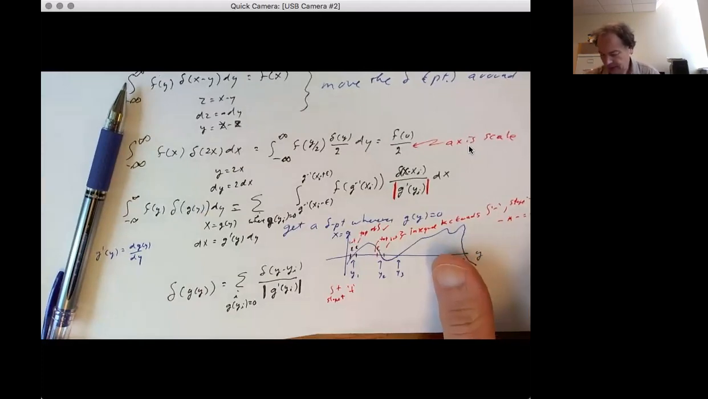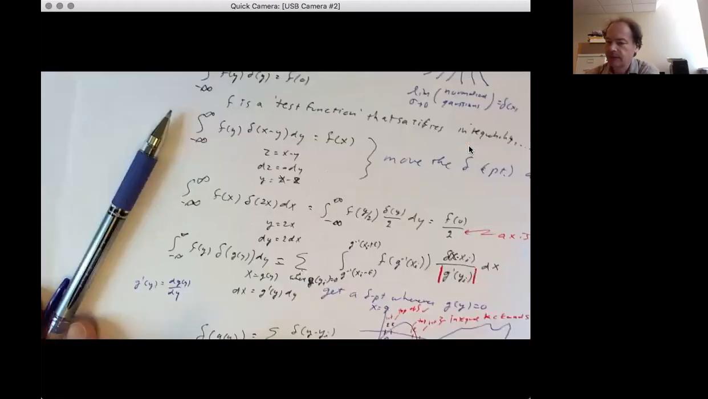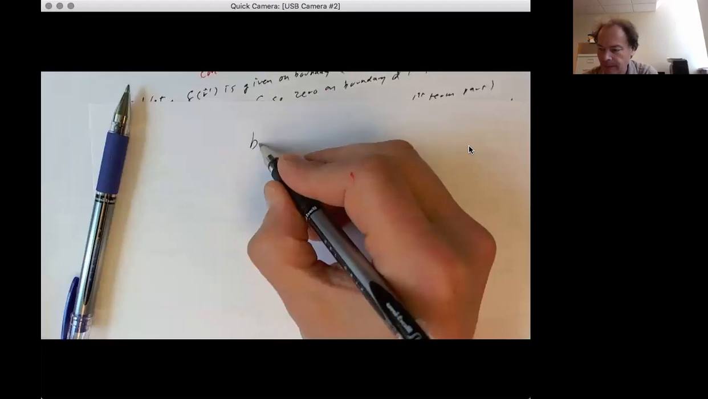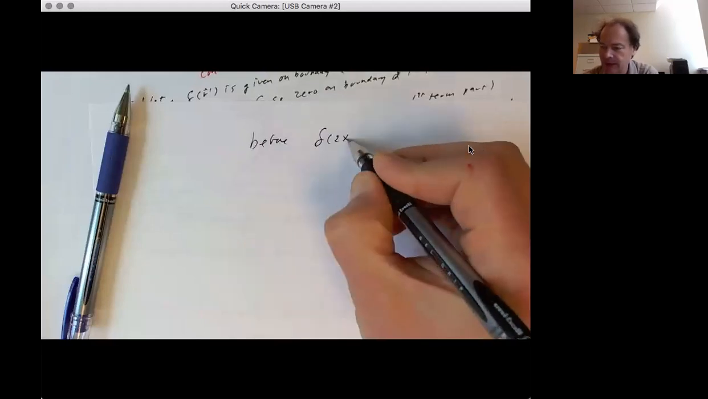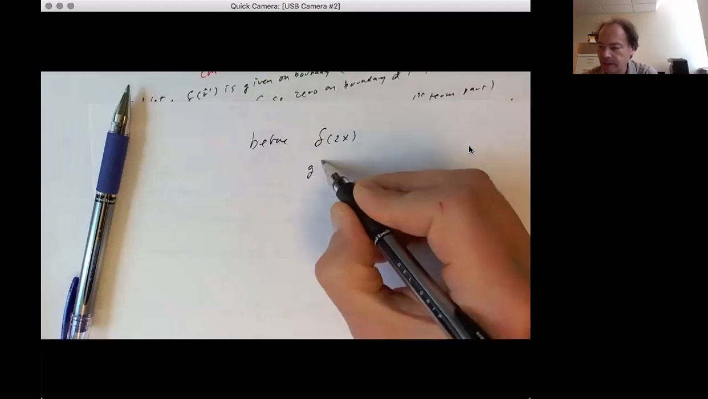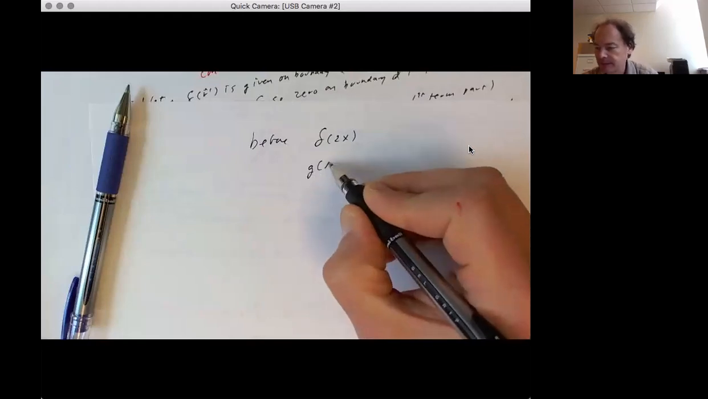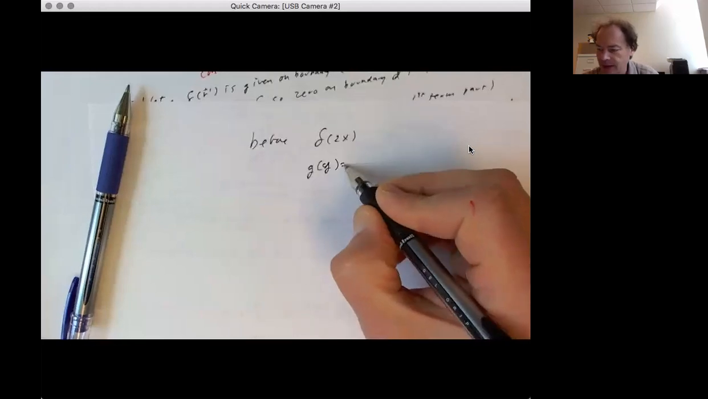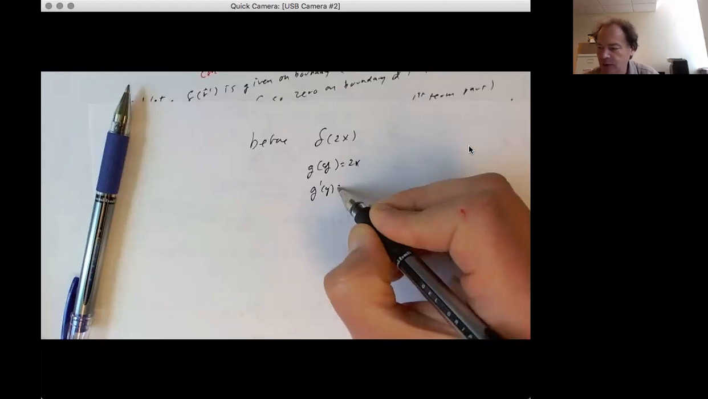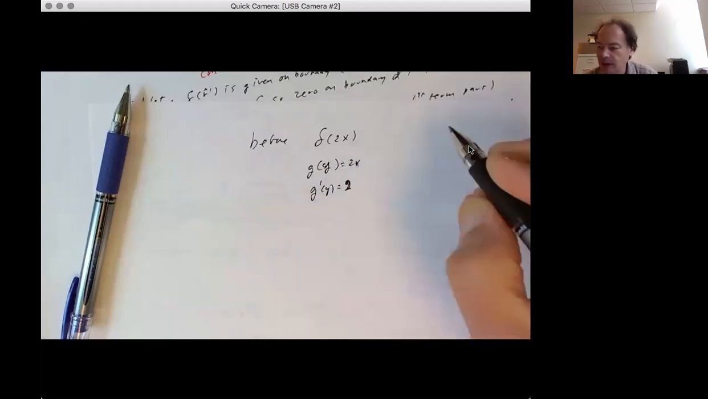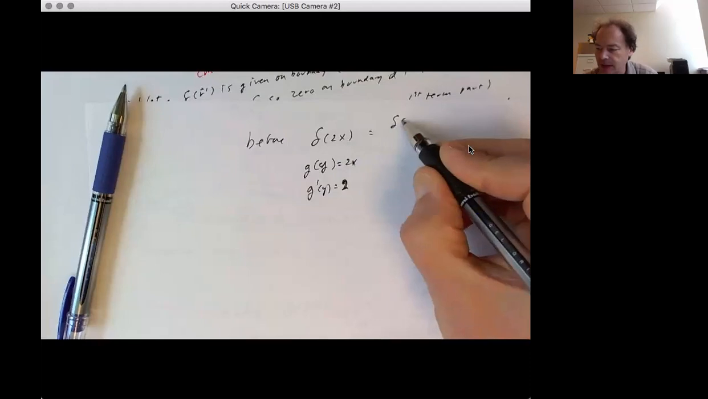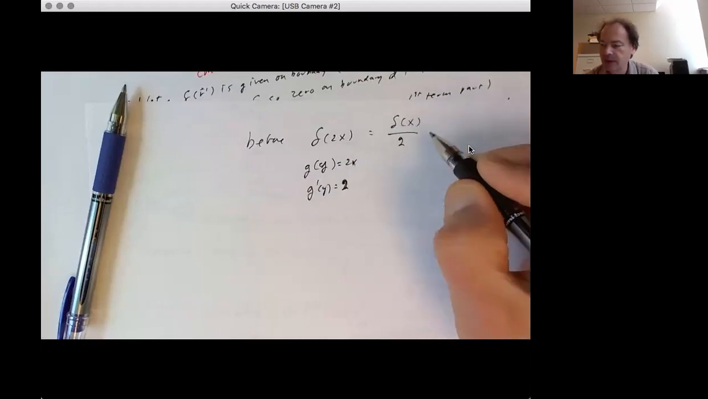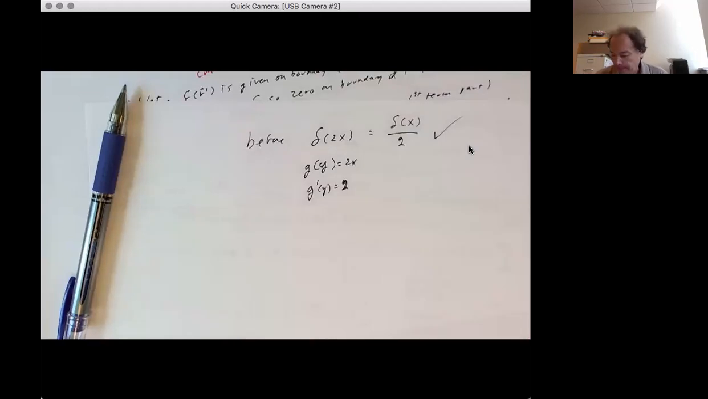Let me use this to give an example or two. So we had it before, delta of 2x. Now g of y is equal to 2x, g prime of y is equal to 2. And so this had better equal delta of x over 2. And that's what we found before.